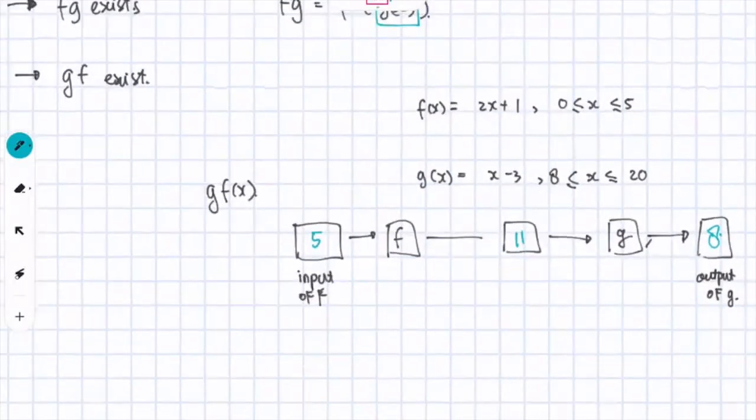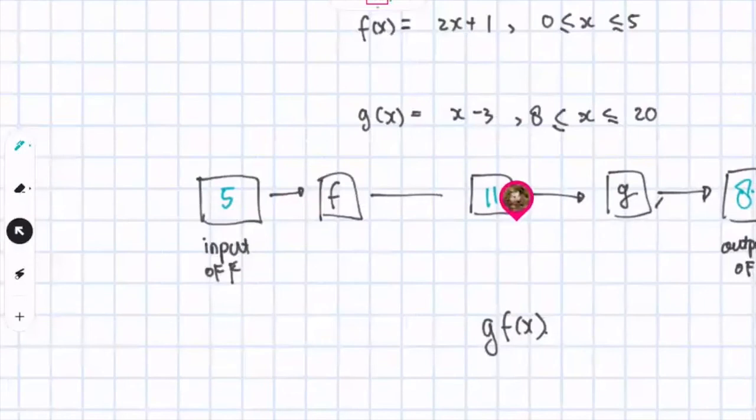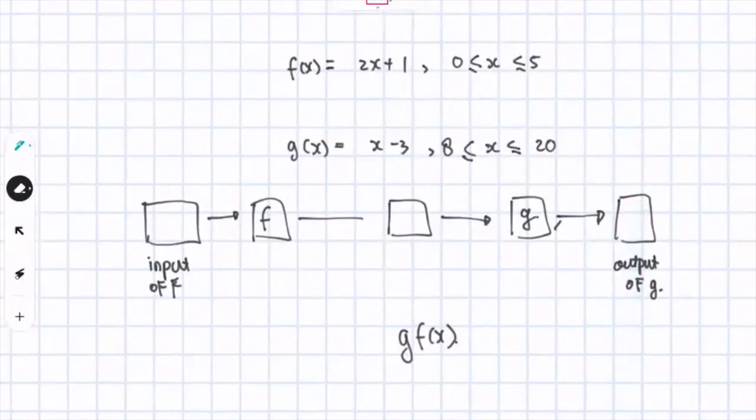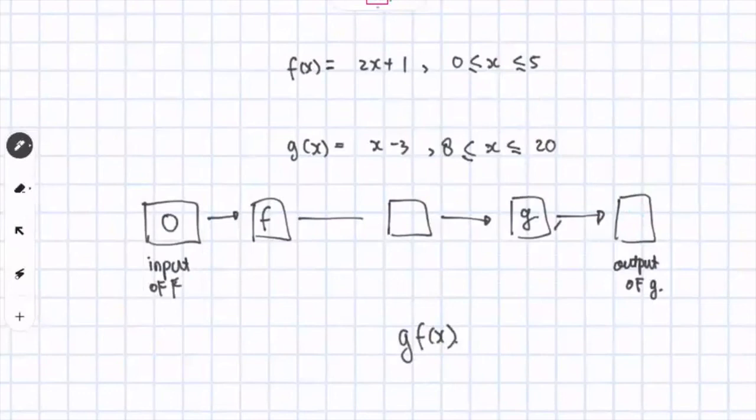Does it mean that GF exists here? Because in the whole process, you don't have any problem. No. We check another number here. You sub in 0. Out comes 1. 1 minus 3 is -2, which is not part of the domain of G. Even here is already wrong.